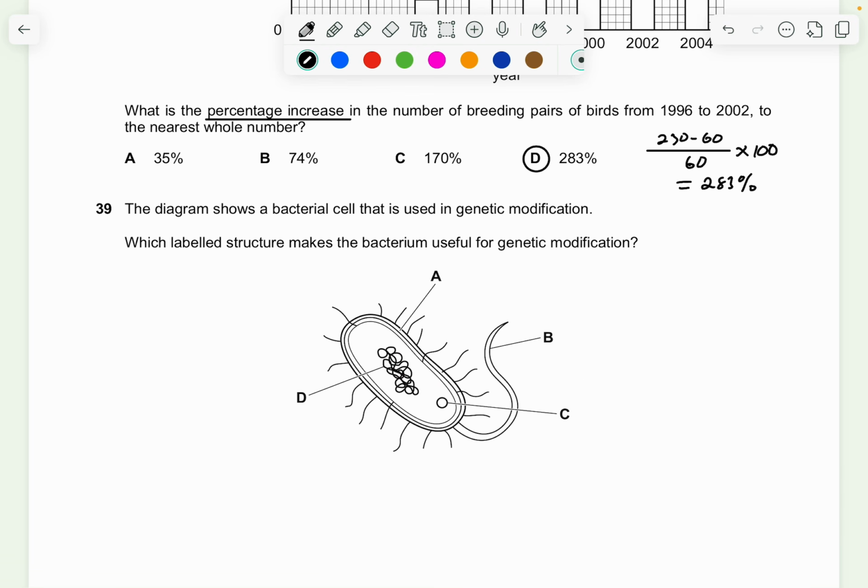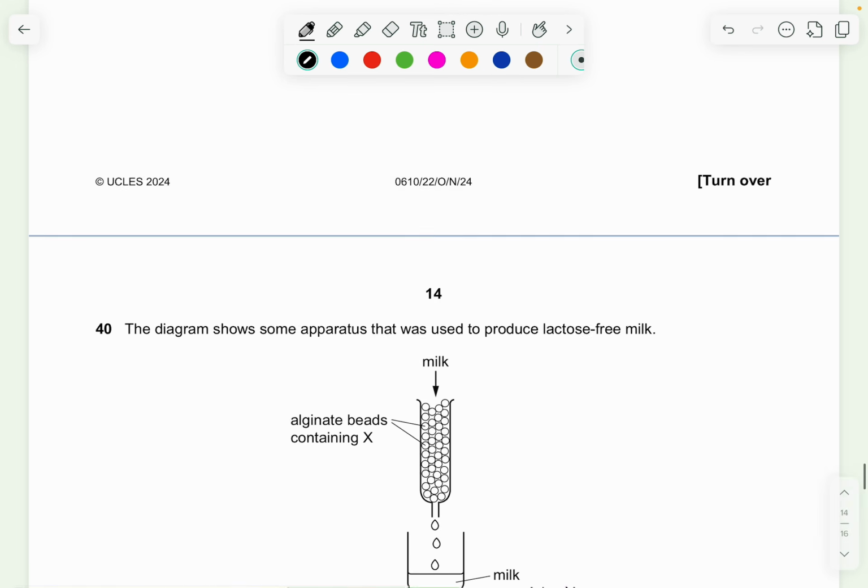Question 39. The diagram shows a bacterial cell that is used in genetic modification. Which labeled structure makes the bacteria useful for genetic modification? So the answer is actually the plasmid. A plasmid is a small circular ring of DNA. So the answer is C.